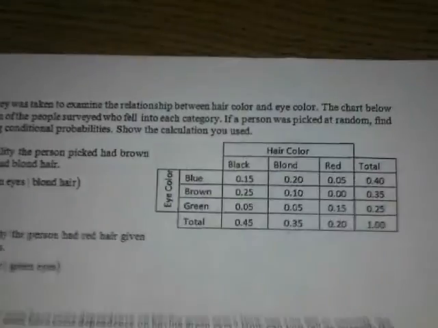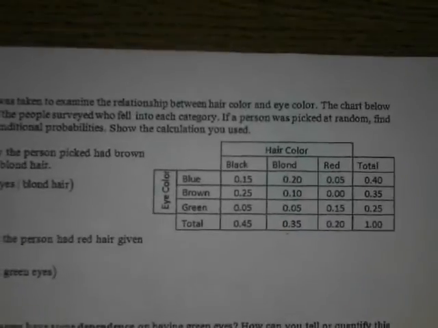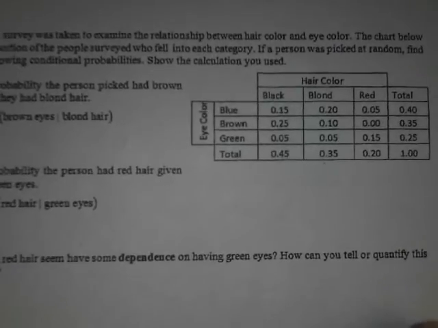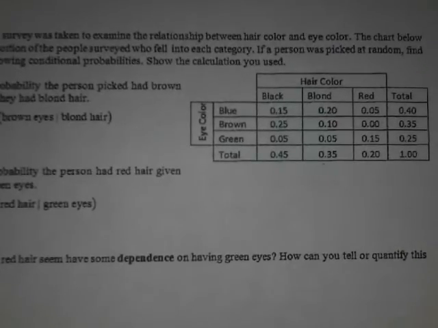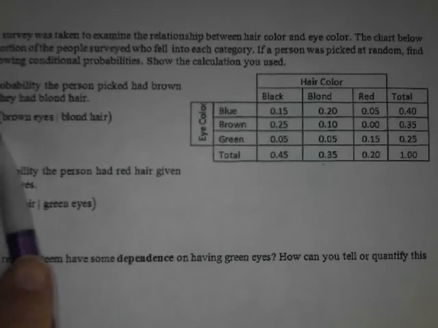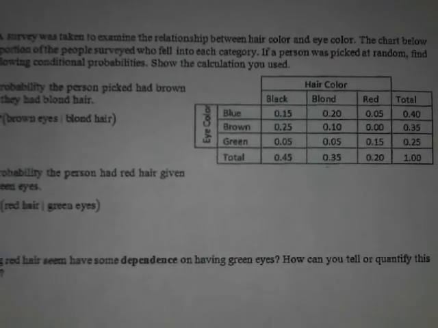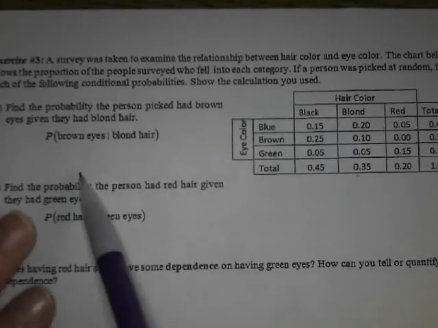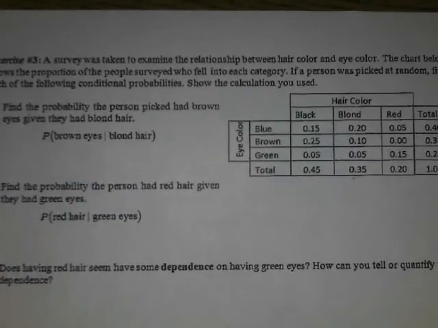So, frequency chart, a little bit more to it, just an extra category. It's a 3 by 3, so 3 hair colors and 3 eye colors. We're asked the probability that someone has brown eyes given that they have blonde hair. Try that on your own for a minute. Probability of someone having brown eyes given that they have blonde hair.